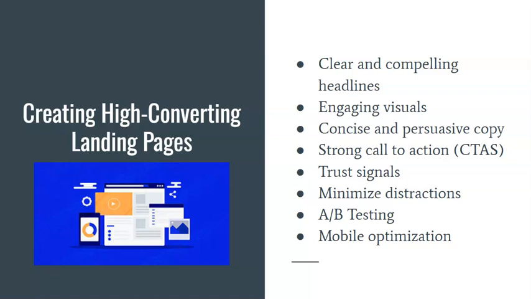Then you also need to have concise and persuasive copy. Your copy has to be clear, concise, and it also has to focus on the benefits, addressing your visitors' pain points and explaining how your product or service solves their problem. Again, CTAs, you need to have a strong call to action. Use a prominent and compelling CTA that clearly tells visitors what actions to take next on your website and pages. Make sure that your CTA stands out visually and is also very easy to click.